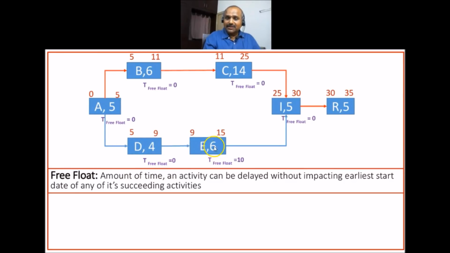However, if you come to activity E, this can be delayed by 10 days, because the earliest finish is 15 days, but you have to wait till 25 days. That means even if activity E is delayed by 10 days, you do not need to inform anybody. So that much cushion is there. So the free float for activity E is 10 days, because even if we delay activity E by 10 days, nothing will happen to its succeeding activity, which is I. So that's why the free float for activity E is 10 days.